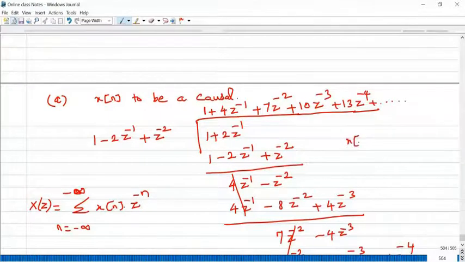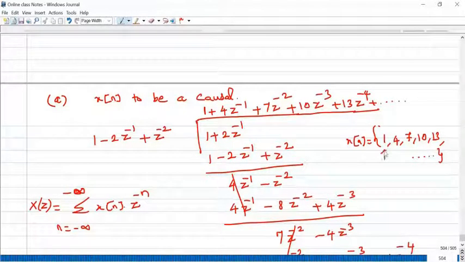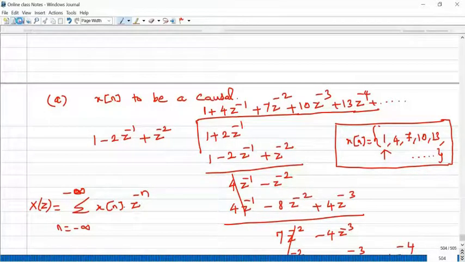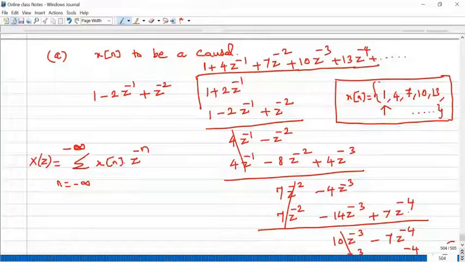So the coefficient of z power minus 1 is your x of 1. So your x of n result is the constant, that is x of 0, 1, comma 4, comma 7, comma 10, comma 13, and so on. This is your inverse Z transform result. x of n is causal; we got the result as a causal signal only. The signal starts from n equal to 0. So this method is called the long division method, finding inverse Z transform using long division method.